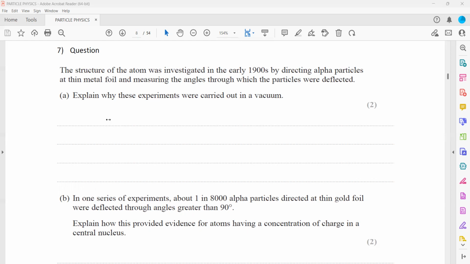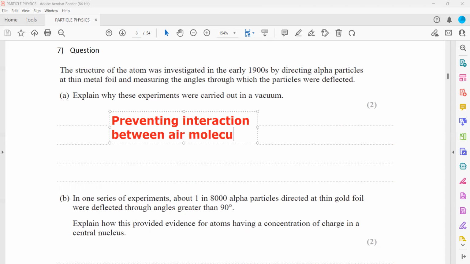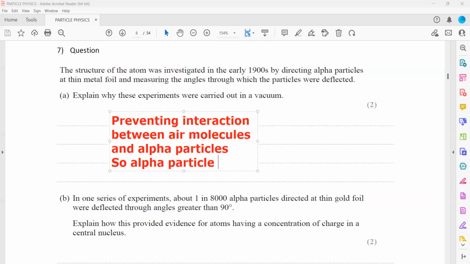So, preventing collision or interaction between air molecules and alpha particles. And what is the reason why we want to prevent this? So alpha particles can reach the metal foil.